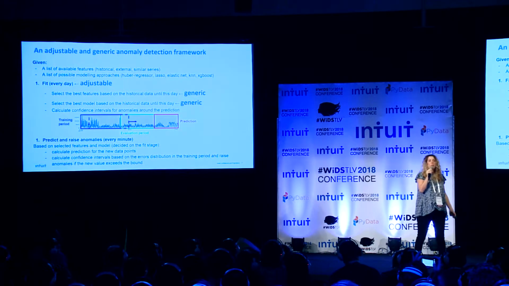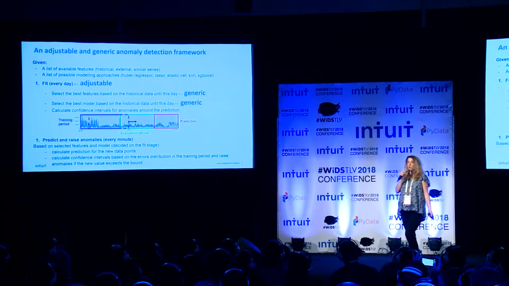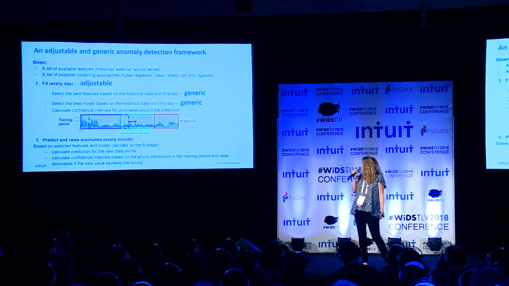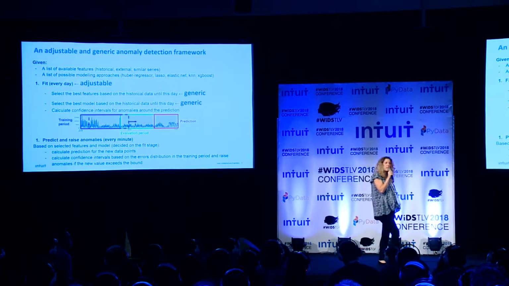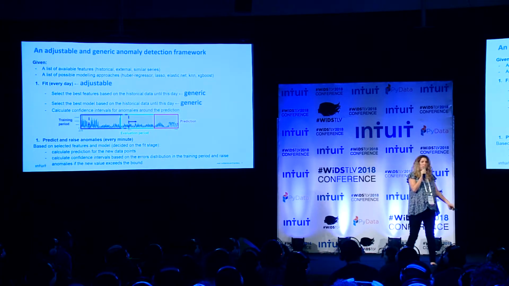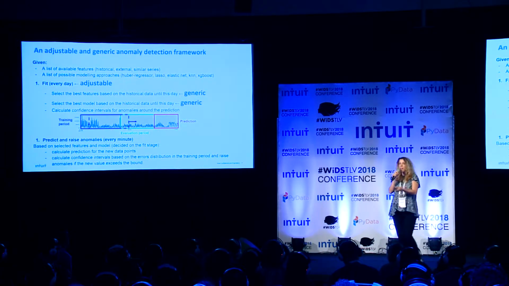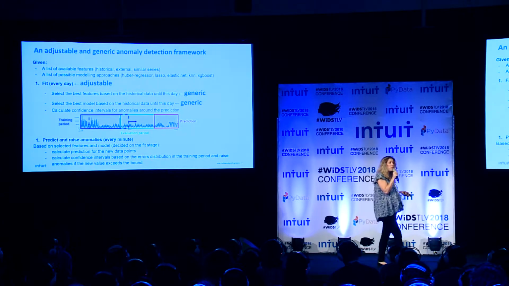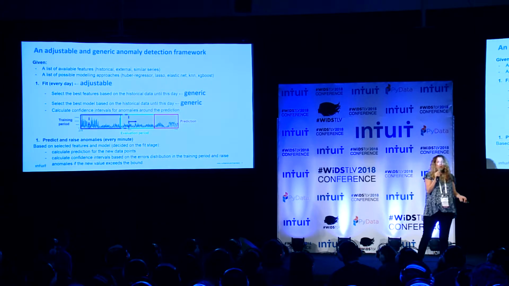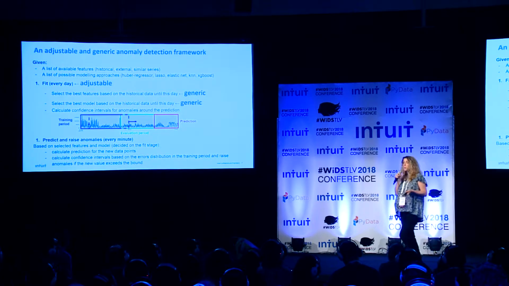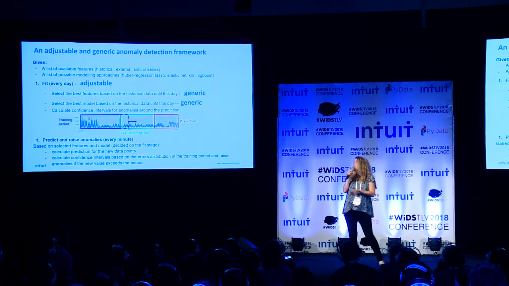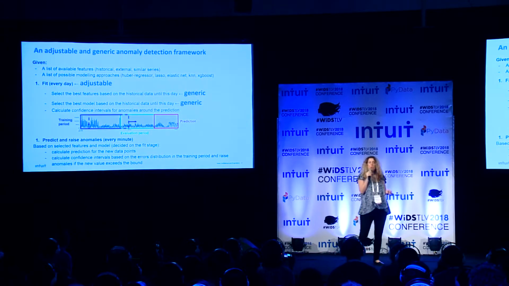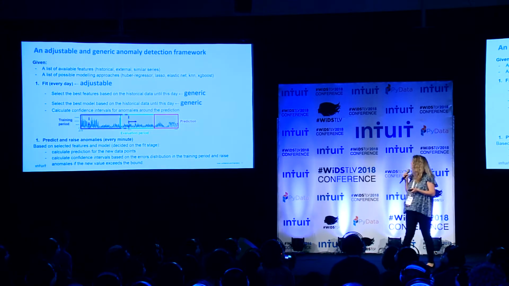Every minute we do the predict stage, which does a prediction and then raises anomalies. Based on the selected features and the trained model in the fit stage, every minute we get a new time point. We calculate what is the prediction. And if the true value is too far from our prediction based on the confidence interval derived during the fit stage, we raise an anomaly.